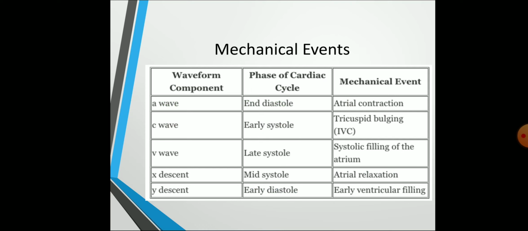Then there are two descents, X and Y. The X descent takes place in mid systole, and it is due to atrial relaxation. The Y descent takes place in early diastole, and it is due to early ventricular filling.